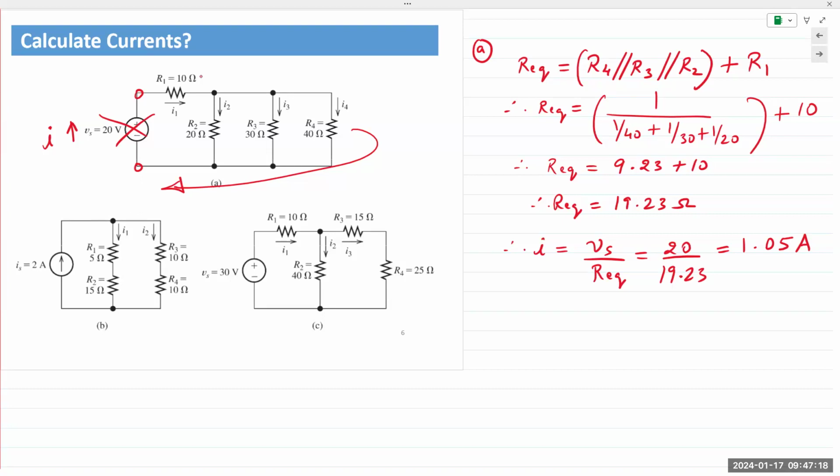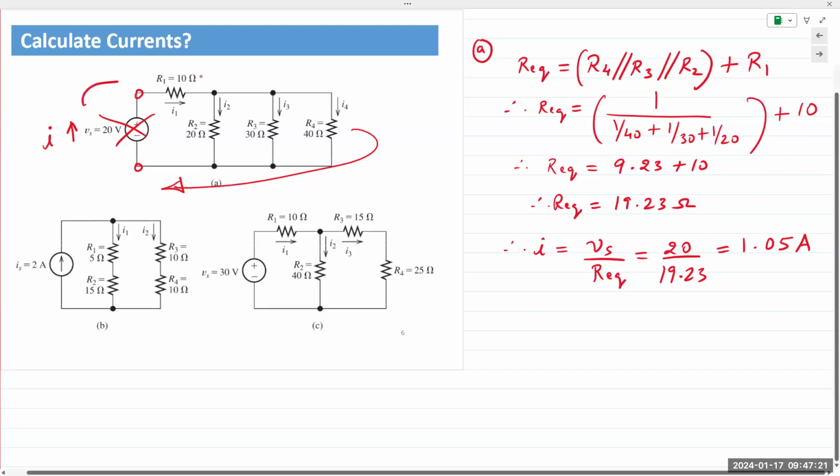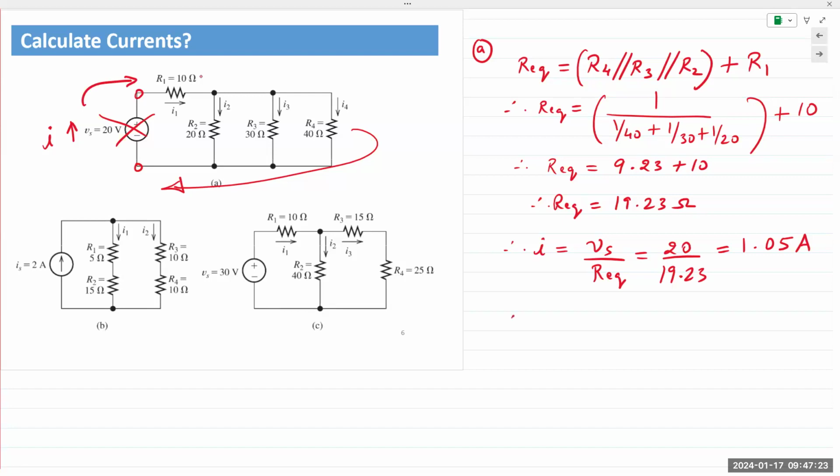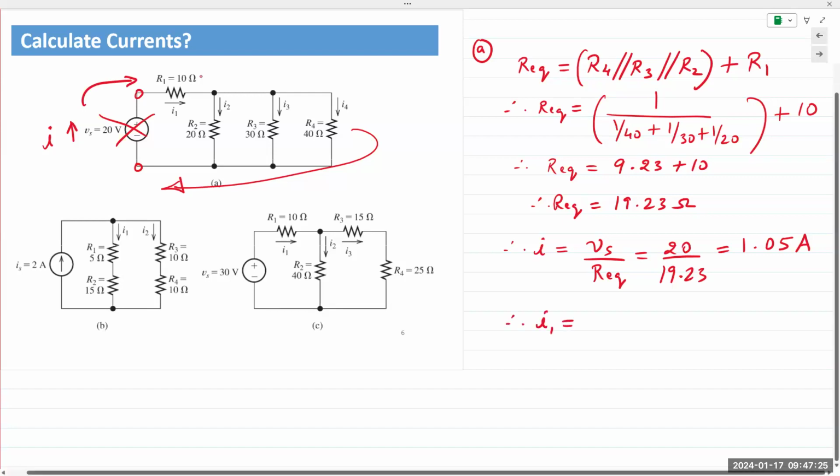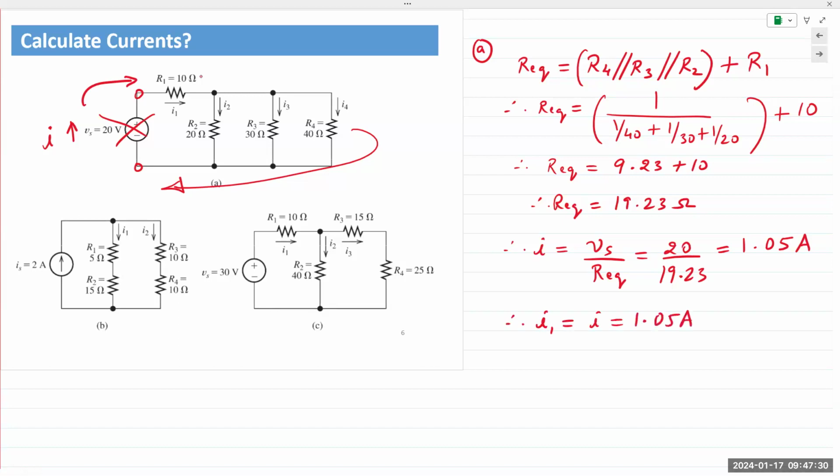Okay, so once we have I, we can see I is the same current that's flowing through R1. So I1 is equal to I, 1.05 amps. Then that same current I is also flowing through the parallel combination of R2, R3, and R4. Since all three of them are in parallel, the same voltage appears across all three of them.